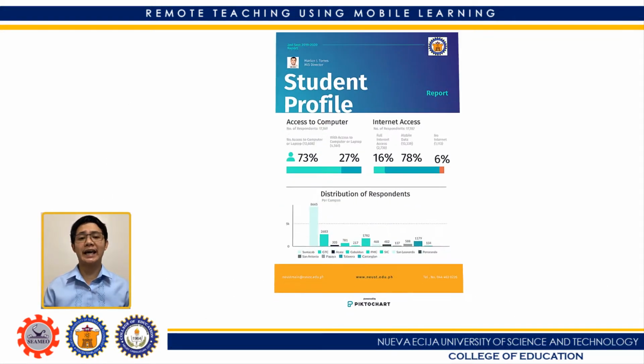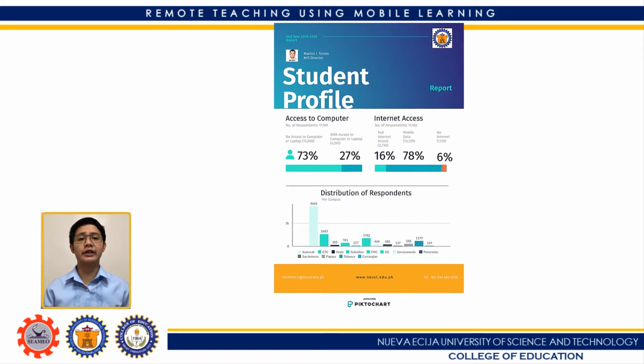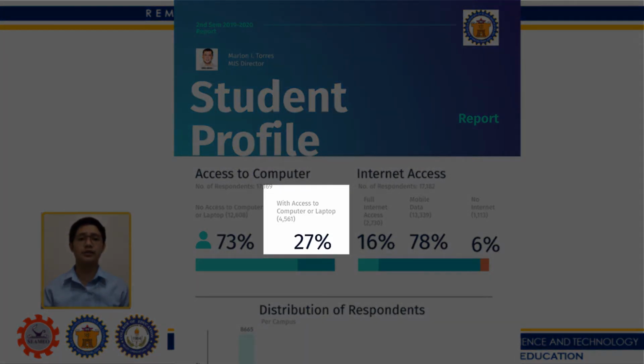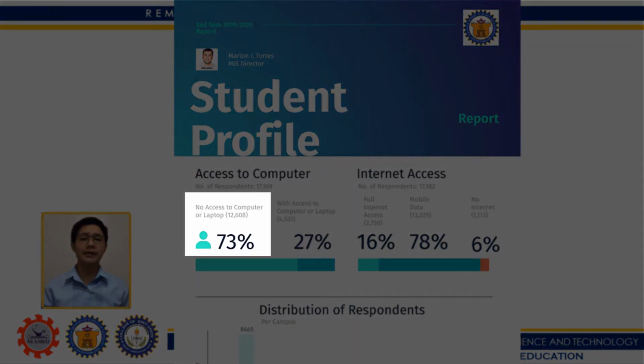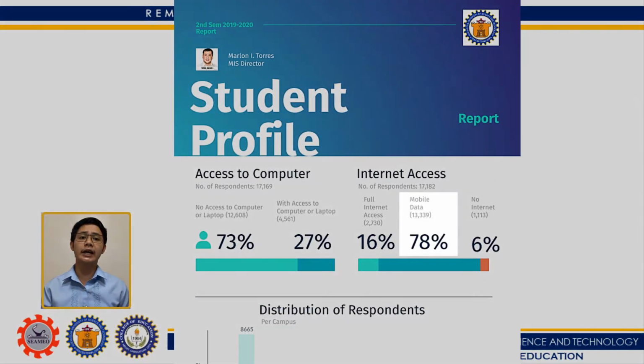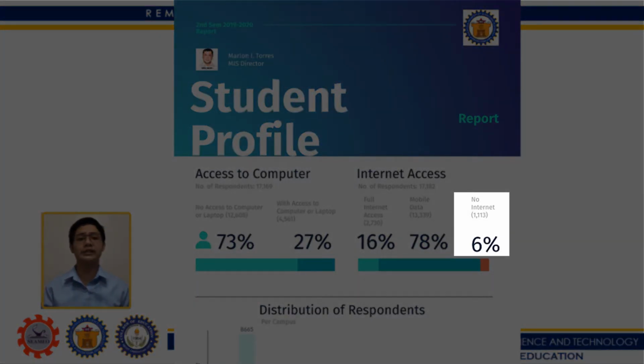On a smaller scale, in the recent online survey conducted by our university, the data revealed that out of 17,169 students who participated in the study, only 27% have access to computers or laptops. In contrast, the remaining 73% have no access. Moreover, only 16% of NEUST students have full internet accessibility. 78% use their mobile data, and 6% have no access at all.